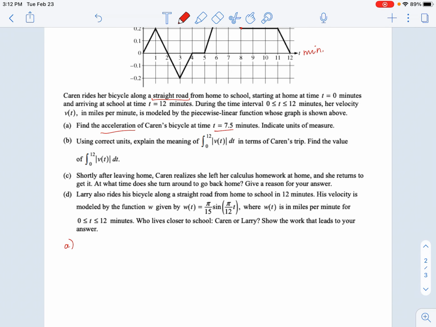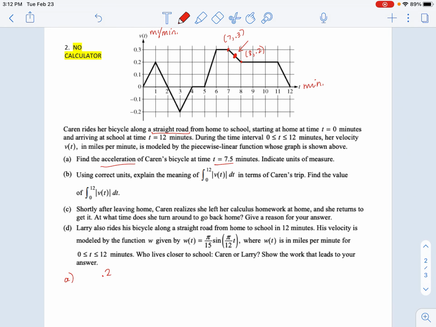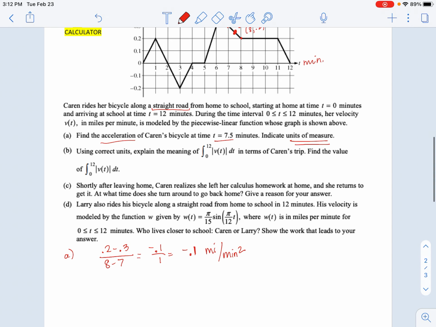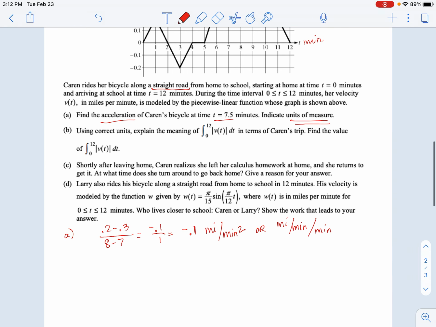So again, we've got to be really good about showing our work. So let's say 0.2 minus 0.3 all over 8 minus 7, and that would give us negative 0.1 divided by 1, so it's negative 0.1, and then it says indicate units of measure. So since I've calculated acceleration, that's going to be miles per minute squared. Okay, which is, remember, okay, if it makes more sense to you, you can write miles per minute, if you like it that way.